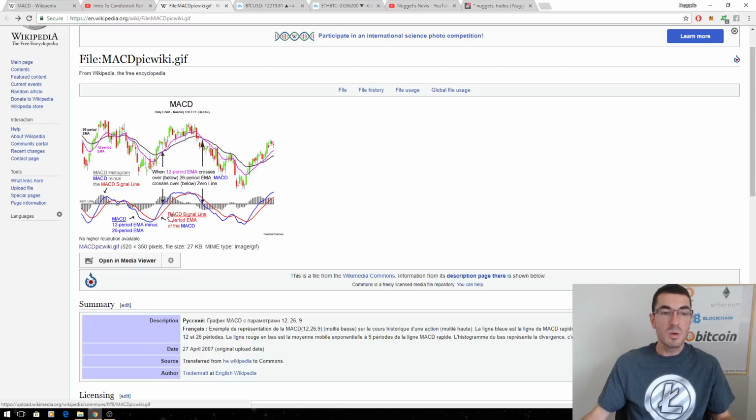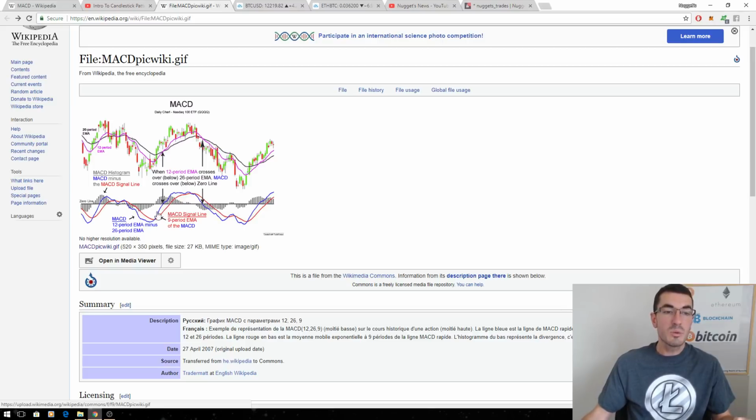The next part is this red signal line. That's just a 9 period again. So if we're looking at daily or hourly, it's all relevant. So if we're looking at a daily chart, it's just the 9-day exponential moving average. Again, that just oscillates up and down, a different moving average.